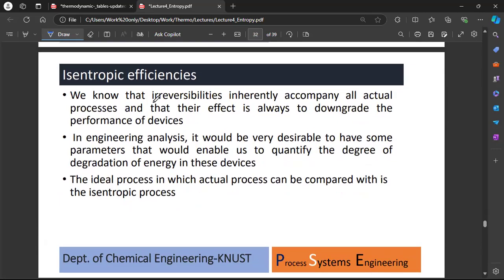Now we can also consider how efficient our systems can be. We know that if there are irreversibilities in a system, it's going to degrade the performance of the devices that we are working with. So when we are doing analysis in engineering, we want to determine some parameters that would help us determine the extent to which this degradation is going to happen.